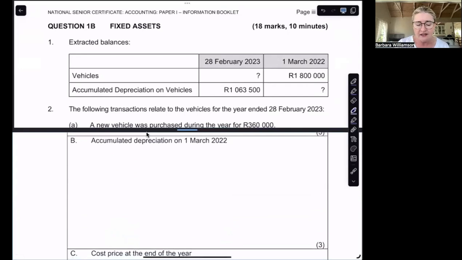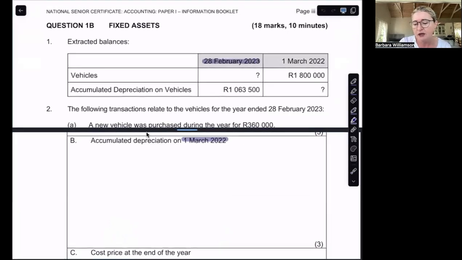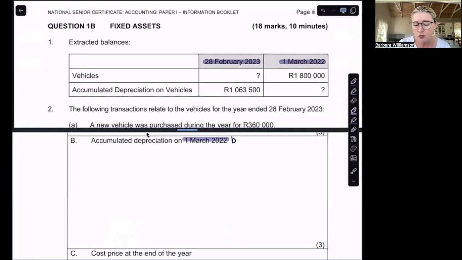We then need to calculate the accumulated depreciation on the 1st of March 2022. Note that that is the beginning of the year. If you have a look at your dates, you can actually see above in the information, we are currently at the 28th of February 2023. So that means we need to work backwards to get the beginning amount. Usually, again, the easiest is to do a T account. So I'm going to do an accumulated depreciation account.